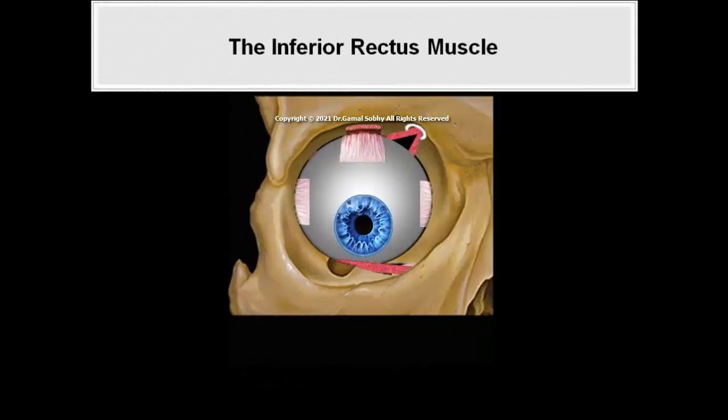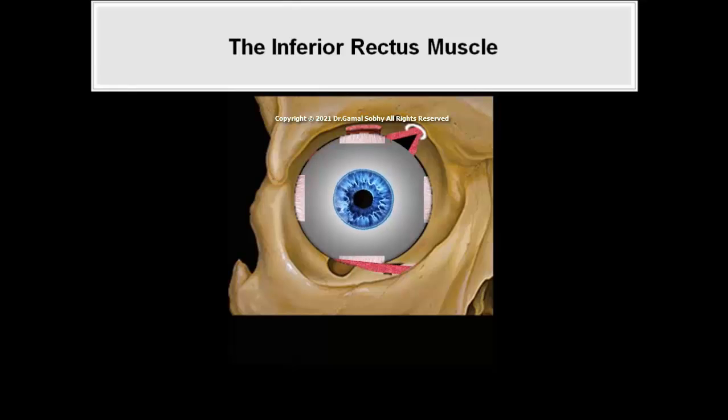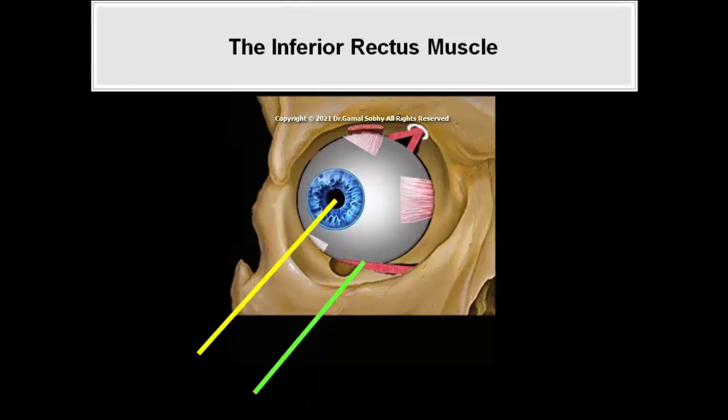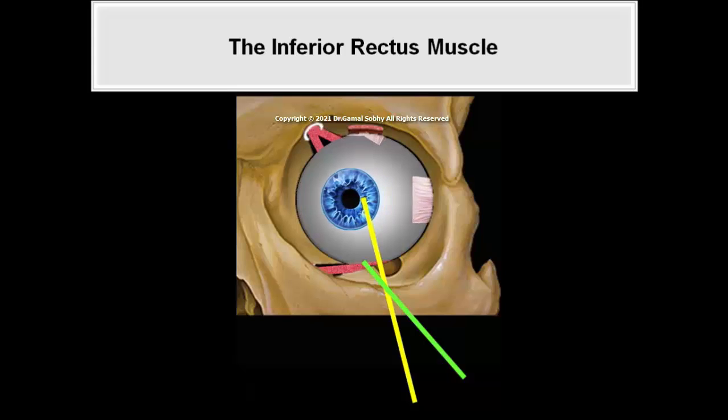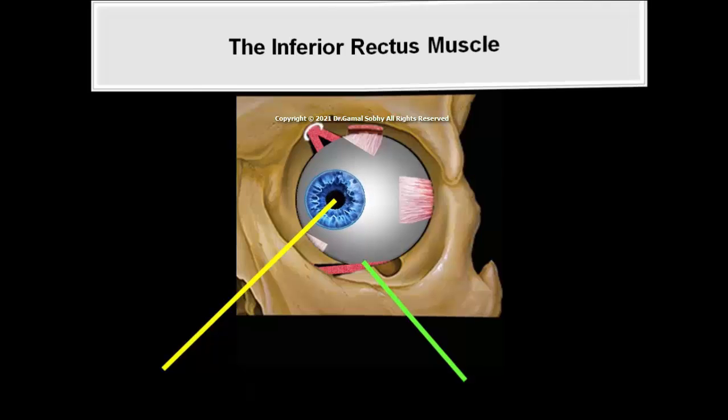When the eye is in primary position, the actions of the inferior rectus muscle are depression, adduction and excycloduction. If the globe is abducted 23 degrees, its axis of rotation approaches the x-axis. At that moment the inferior rectus muscle becomes a pure depressor. If the globe is adducted 67 degrees, the inferior rectus would produce pure excycloduction.